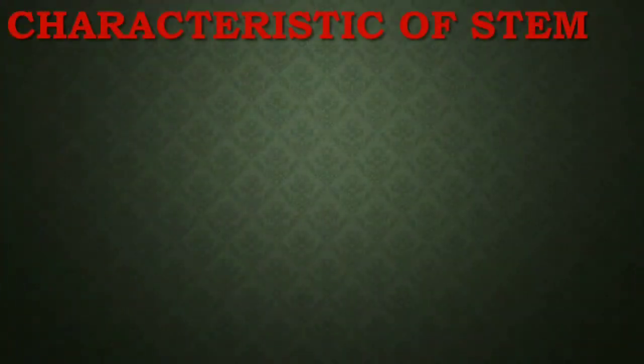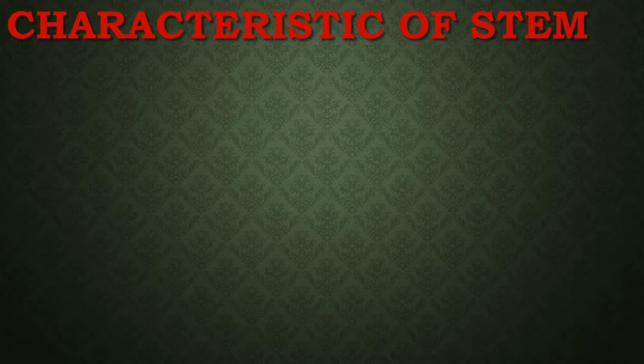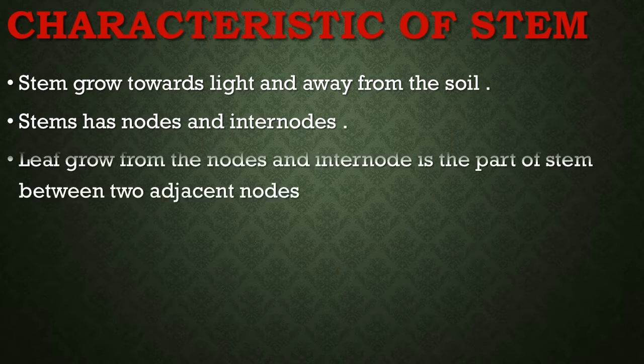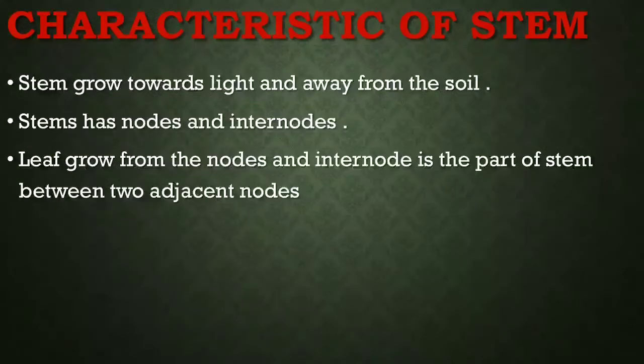Characteristics of stem. Stems grow toward light and away from the soil. Stem has nodes and internodes. Leaves grow from the node, and the internode is the part of the stem between two adjacent nodes. Stem connects the root system with the rest of the parts. In young plants, stems are green.